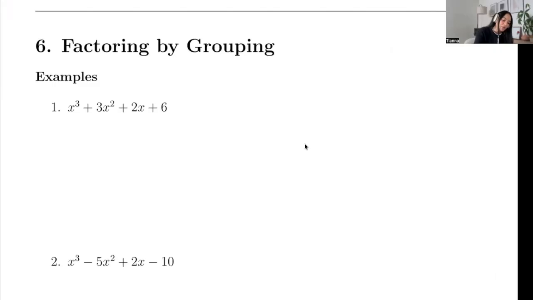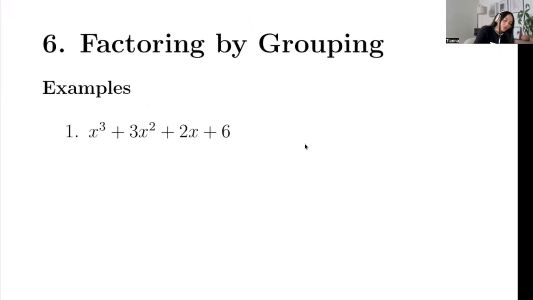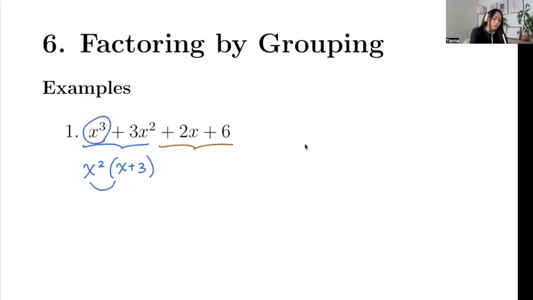For example number 1, we are going to group the first two and we're going to group the second two. Out of the first two, we're going to think of the greatest common factor that we can take out of both of those terms. In this case, it's an x squared. And then we have to think about what we need to put into the parentheses to make it true. In this case, it would be an x plus 3, because x squared times x would give us our x cubed. X squared times 3 would give us our 3x squared. So you can always distribute just to check your work quickly.